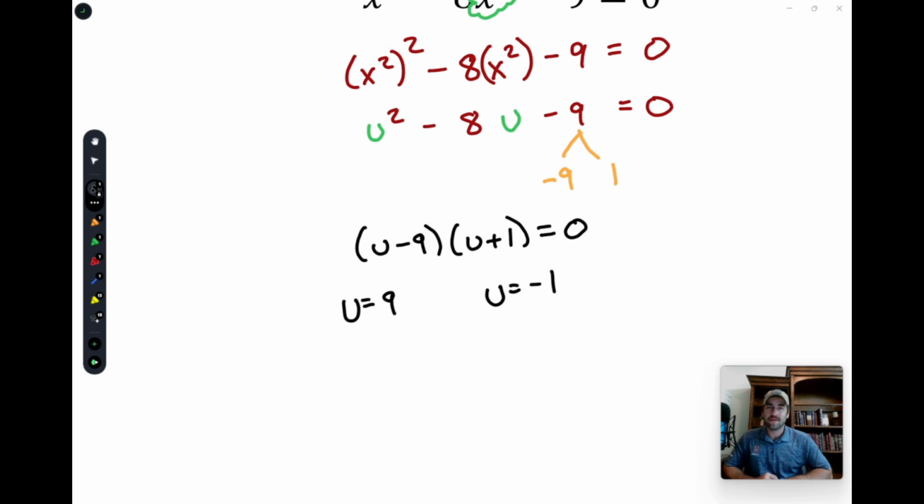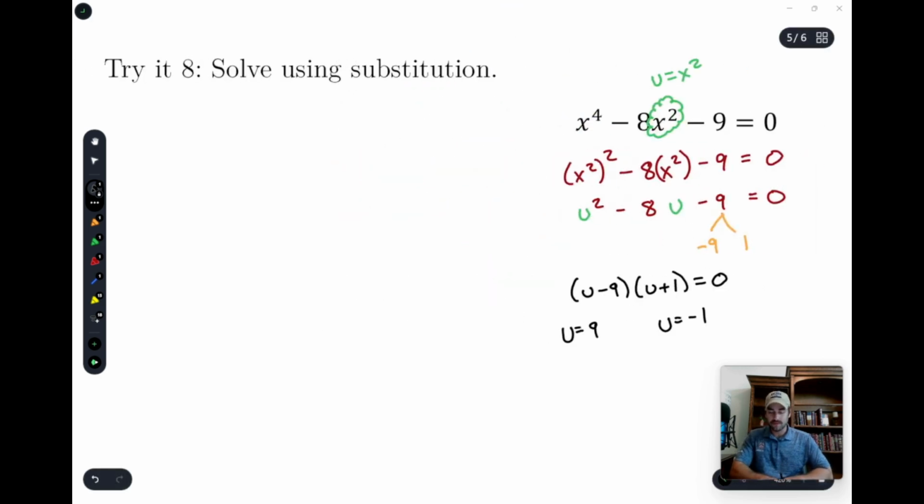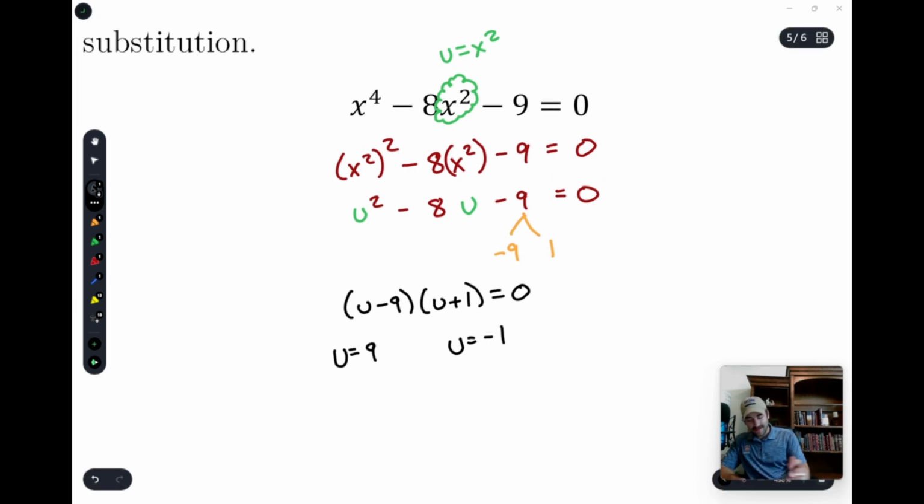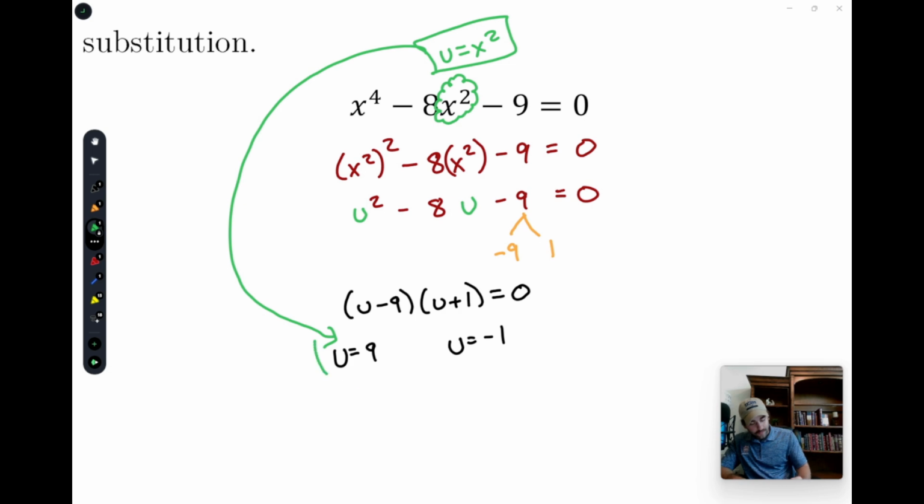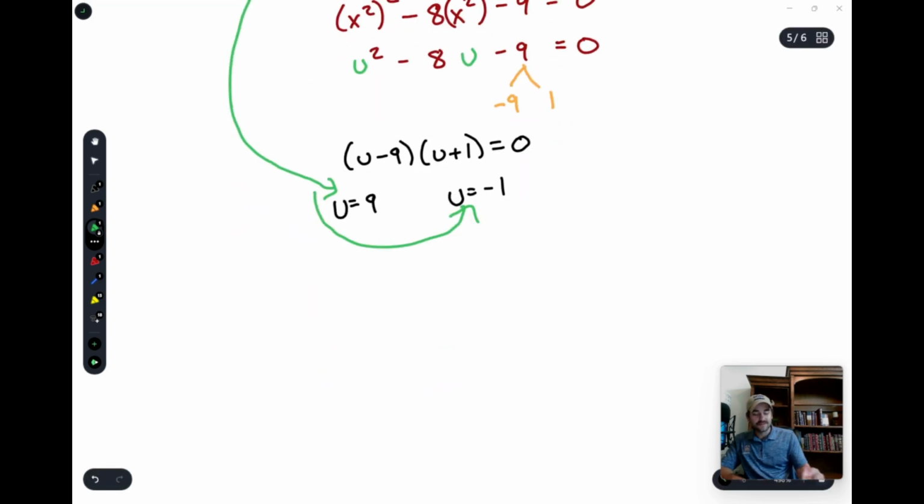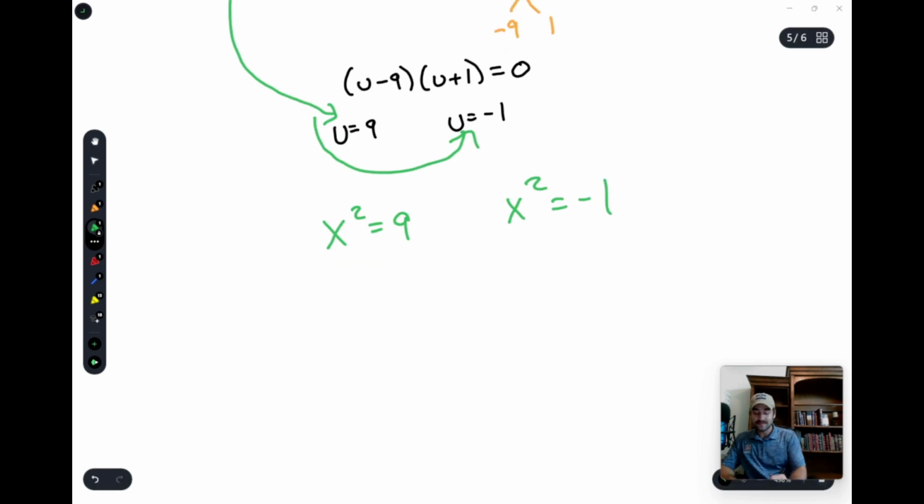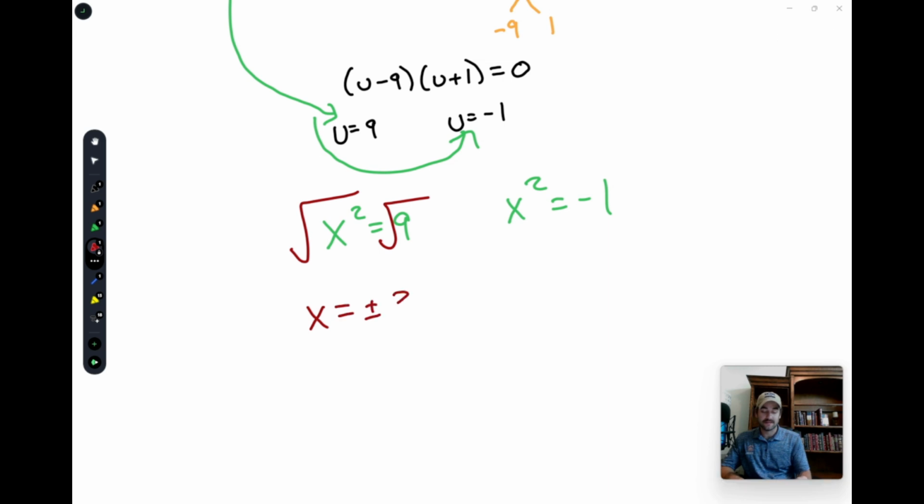But wait, the problem didn't ask us to solve for u. The problem asked us to solve for x. So we're going to take our original u substitution and bring it back down here to both of these problems. u is not actually u. u is actually x squared, so x squared equals 9, and x squared equals -1. Then we can solve our equation. How do you get rid of a square? You square root it. We got ourselves x equals plus or minus 3.